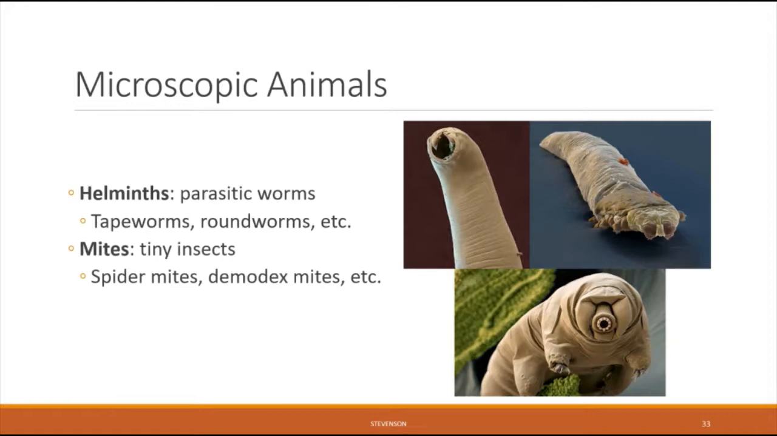There are also mites, which are microscopic insects. This includes things like spider mites, Demodex mites, which live typically in the human hair follicles, especially the hair follicles of your eyelashes and eyebrows. Here's a little image of a Demodex mite right here. And then there are the much, much cuter than the other two and completely harmless water bears, which you can see in this image right here, also known as moss piglets, and their official name is tardigrades.